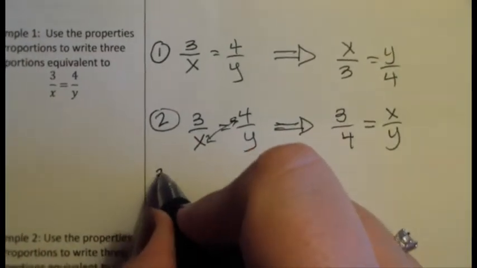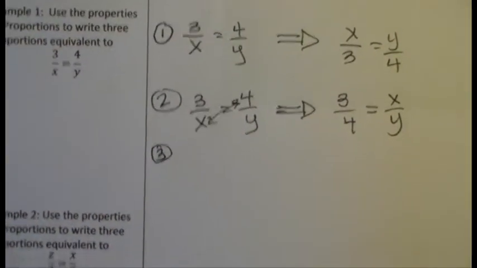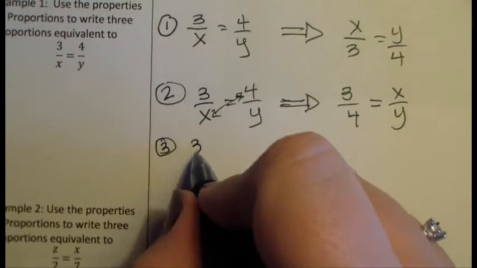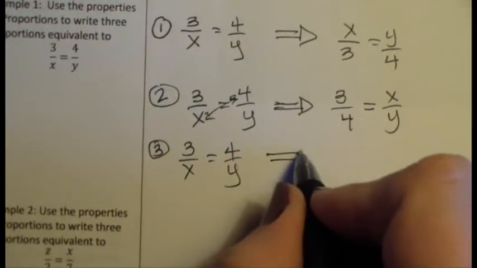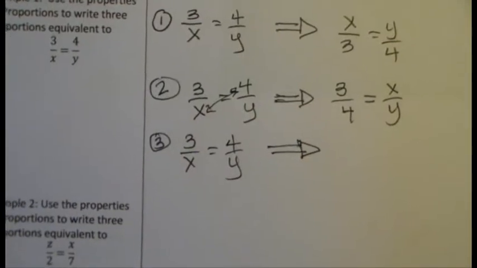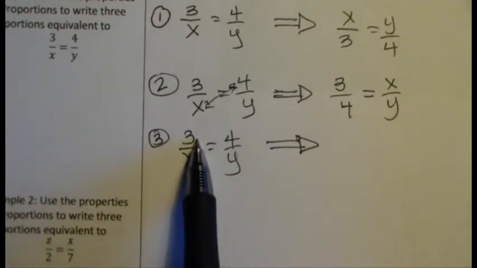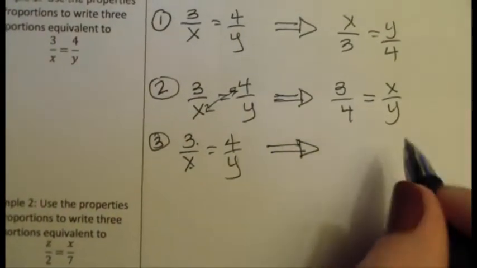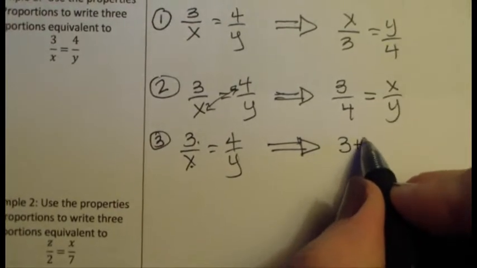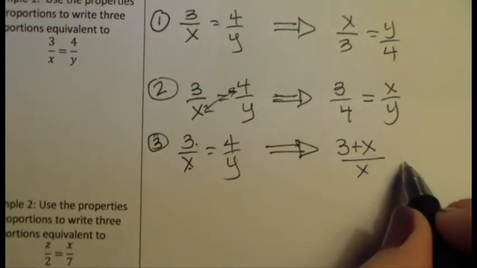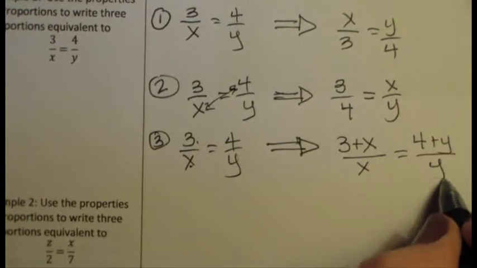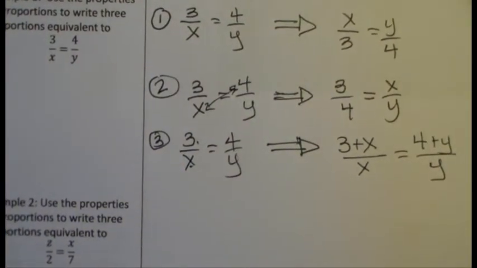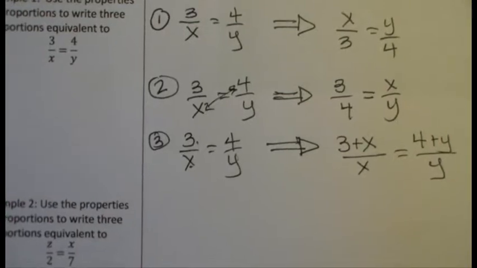And then property of proportion number 3. 3 over x equals 4 over y is our original. And this one is where we take what's in the denominator and add it up on top. So this is going to be equivalent to 3 plus x over x equals 4 plus y over y. That's all you got to do. We're not solving for anything, we're just rewriting.